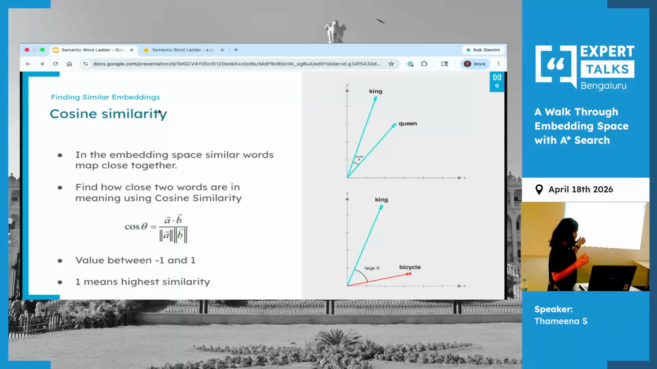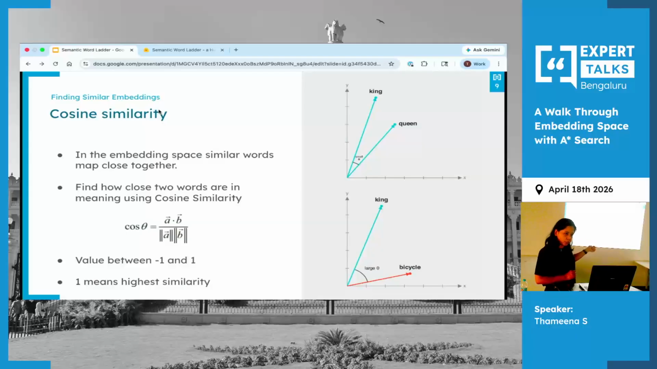And if you get the value of cos theta, or cosine similarity, as 1, that means the vectors are very similar. If it's 0, they are not similar, and minus 1 means they are in opposite directions or not similar at all. But ideally, when you calculate cosine similarity, you will get a value between 0 and 1. And if it's 1, that means those two words are very similar to each other.